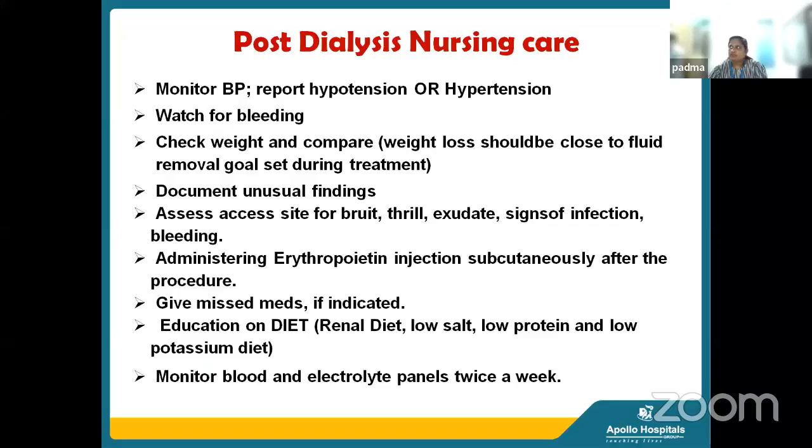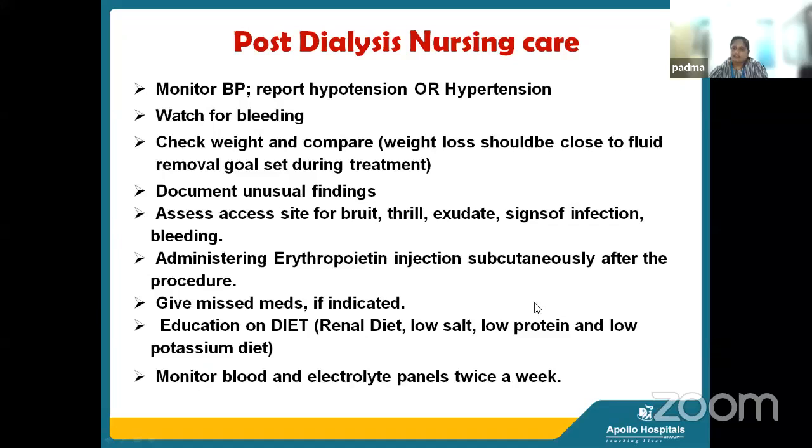Document any unusual findings during the dialysis. Assess the access site for bruit, thrill, exudate, and signs of infection or bleeding. After dialysis, once we do the compression dressing to the AV fistula, then we need to monitor these things. Administer erythropoietin injection subcutaneously after the procedure. As I said before, the kidney will not produce this hormone; only a healthy kidney will produce it. So after dialysis, we give this erythropoietin to stabilize the hemoglobin level.